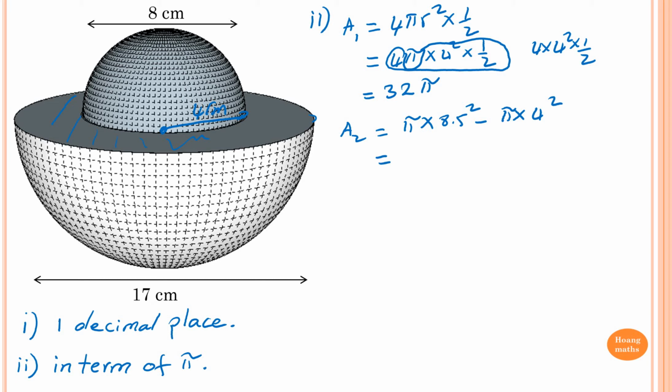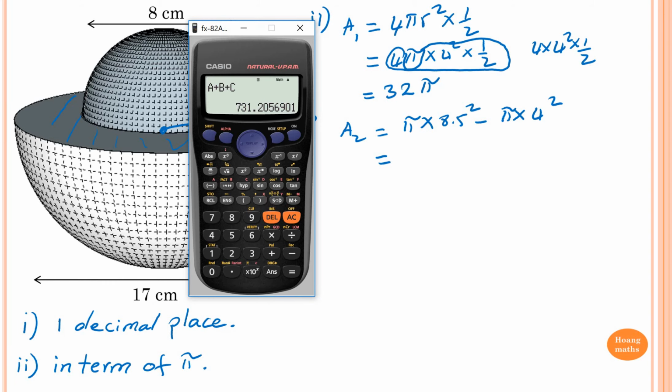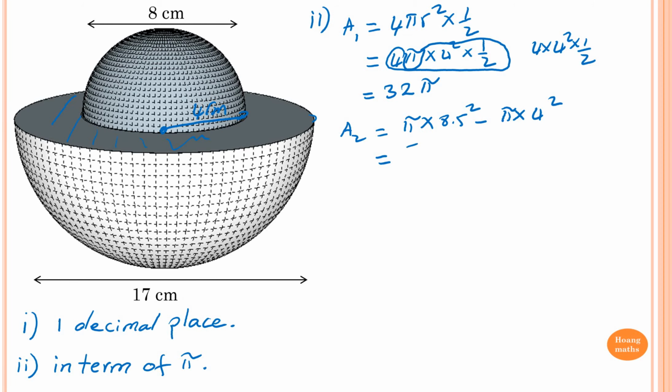So all I need to do is put this in the calculator. 8.5 squared minus 4 squared is 16. So which is just collecting like terms, that's all. So which is 56.25, so 56.25 pi. This gives me the area of this shaded region here.